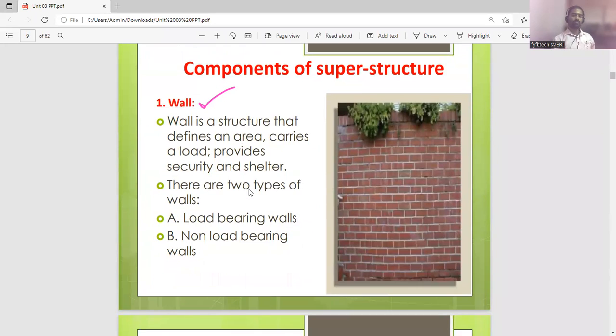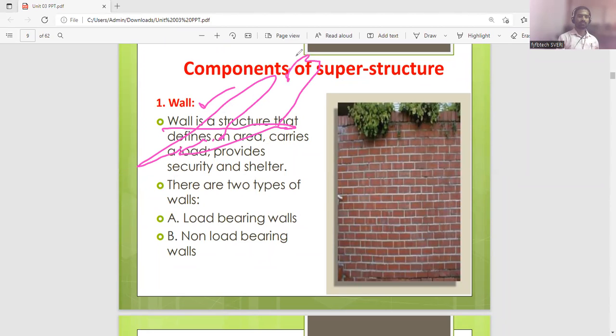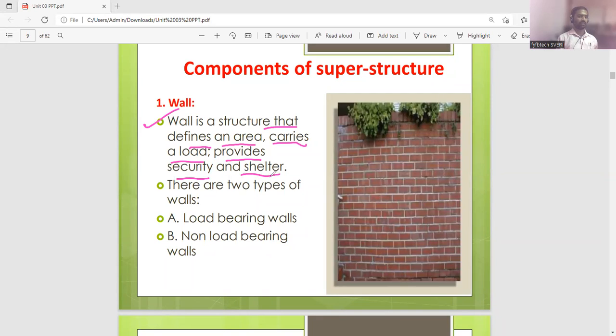Then coming to the wall. So wall is a structure that, just a minute. Wall is a structure that defines an area, carries a load, and provides security and shelter. Okay, this is the wall. What will it do? It is a structural component that defines an area.